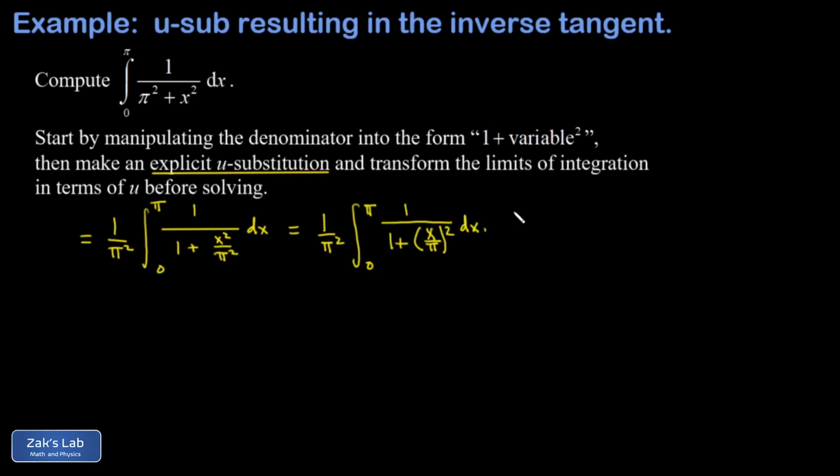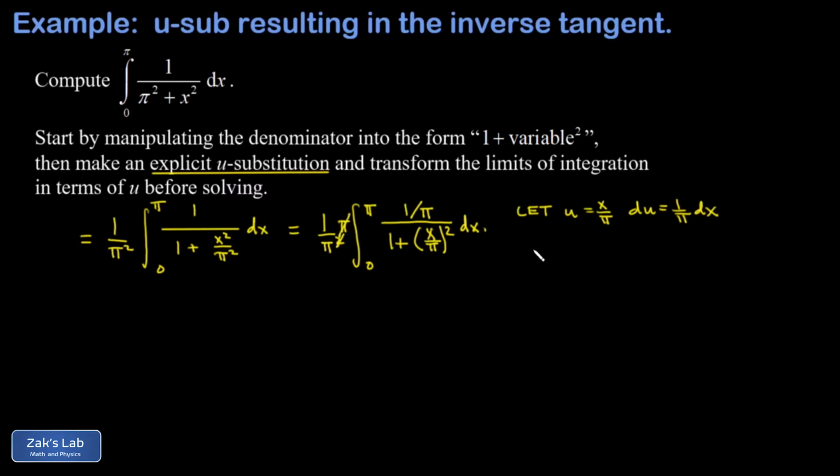And now we make our U substitution. We let U equal that variable that we're squaring so that we can get something like 1 over 1 plus U squared, which will integrate to an inverse tangent. So let U equal x over pi. du is going to be a 1 over pi dx. And then I go back to my integral and I'm going to just manipulate it so I have 1 over pi dx in the numerator. Just divide by pi in the numerator, multiply by pi out in front to compensate. That cancels one of those factors of pi.